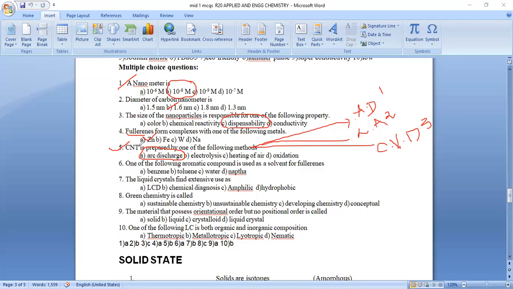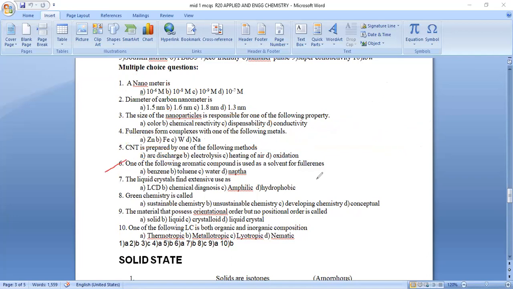So CNTs are prepared by the arc discharge method. Arc discharge is one of the methods for preparing carbon nanotubes, both single-walled and multi-walled. Question number 6. Which aromatic compound is used in the solvent extraction of fullerenes? When fullerenes are extracted, I would like to add a solvent, and the solvent is going to be aromatic.